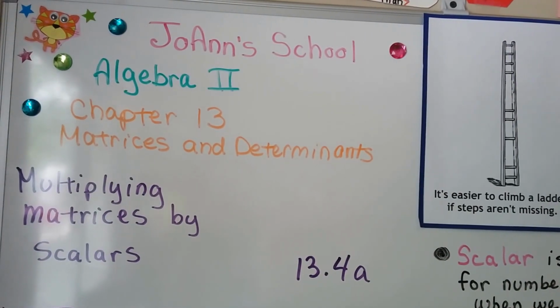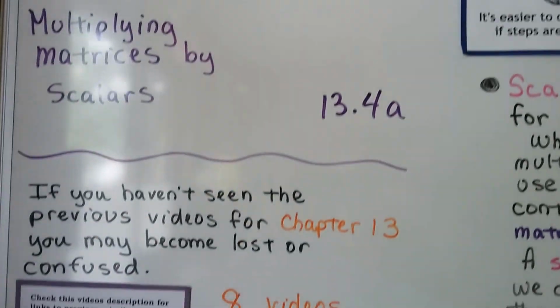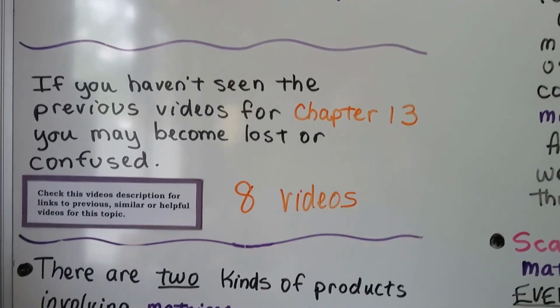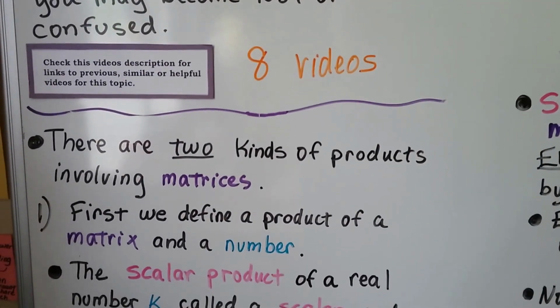This is multiplying matrices by scalars. We're at 13.4a. I have 8 previous videos that are linked in the description to help you if you need it. So there's two kinds of products involving matrices.